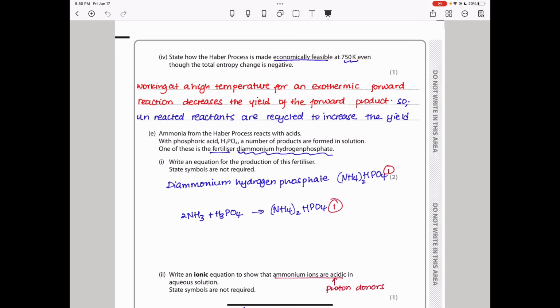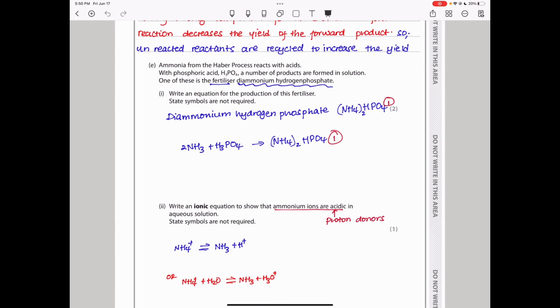750K increases the rate, however, it decreases the yield. So to compensate for the decreased yield, products are going to be recycled in order to be used in the next step. And the next, they say, ammonia from the Haber process reacts with acids.